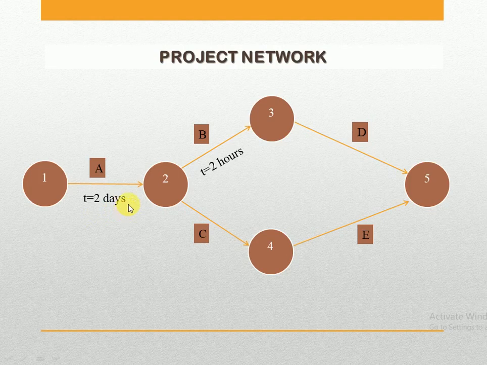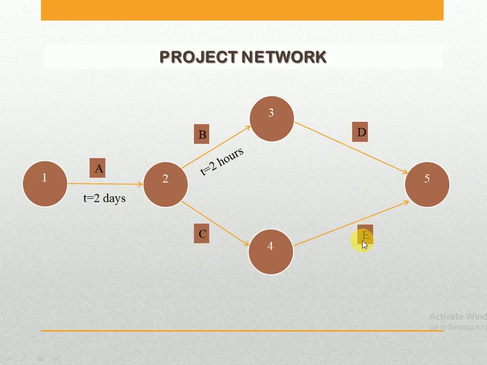And suppose activity B takes only 2 hours to get completed. Suppose it will start at 4 a.m. in the morning and it is scheduled to get completed at 6 o'clock in the morning. So this is the time duration of activity B, and it will get completed at node 3. When activity A is completed at node 2, only then activity B or C can be started, because they both are dependent on activity A. And accordingly, once B and C are completed, only then D and E can be started.